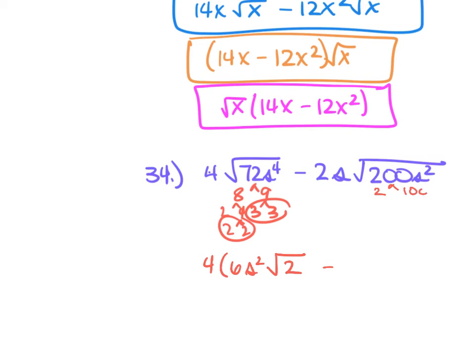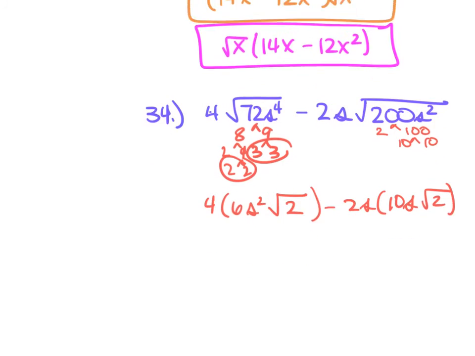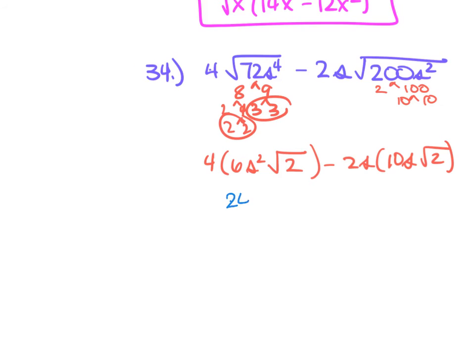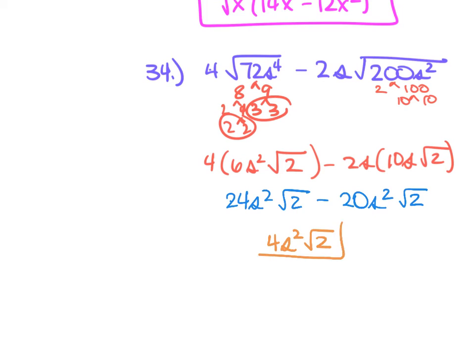That 200 is 2 and 100. That 100 is 10 and 10. So 2 times 2s times 10s square root 2. Alright, so multiplying now. 4 times 6s squared is 24s squared. Keep the square root of 2. The 2s times 10s is 20s squared. Keep the square root of 2. So again, we can simplify this even further because we both have s squareds here. So 24 minus 20 is 4s squared square root 2.